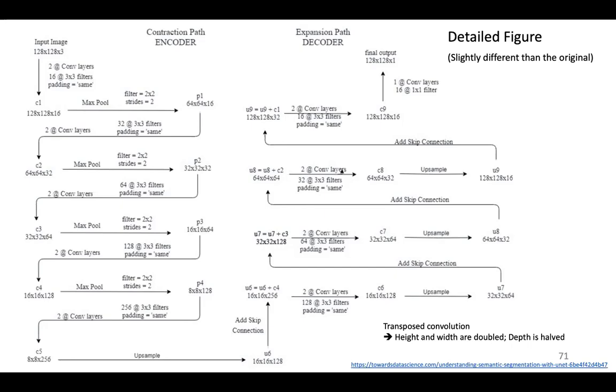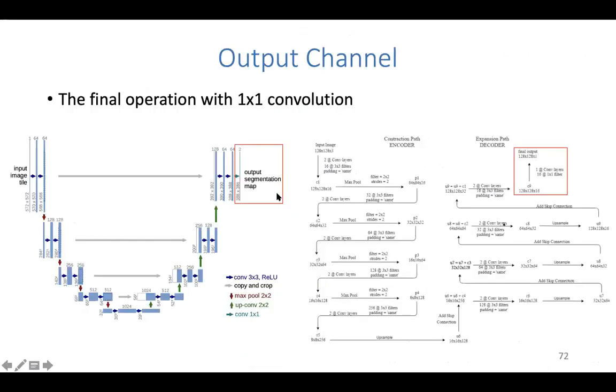So hopefully this is pretty much clear. This is nothing but just a sequence of convolution, max pooling, and transposed convolution, and that's it. And you know already what transposed convolution is. So hopefully, once you see this diagram, you can write this out in PyTorch or TensorFlow for that matter. All right, and so the important thing is the final operation with one by one convolution.